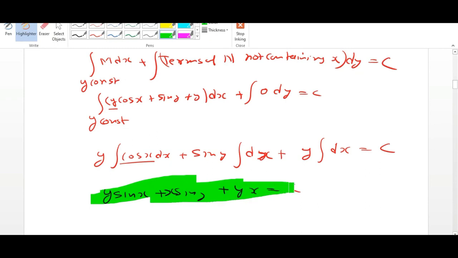This is the solution of given differential equation. आसान है बिल्कुल. Yes, sir. Any doubt in it? No, sir. Okay. So let us take one more question and then we will move further. So let's take another question.